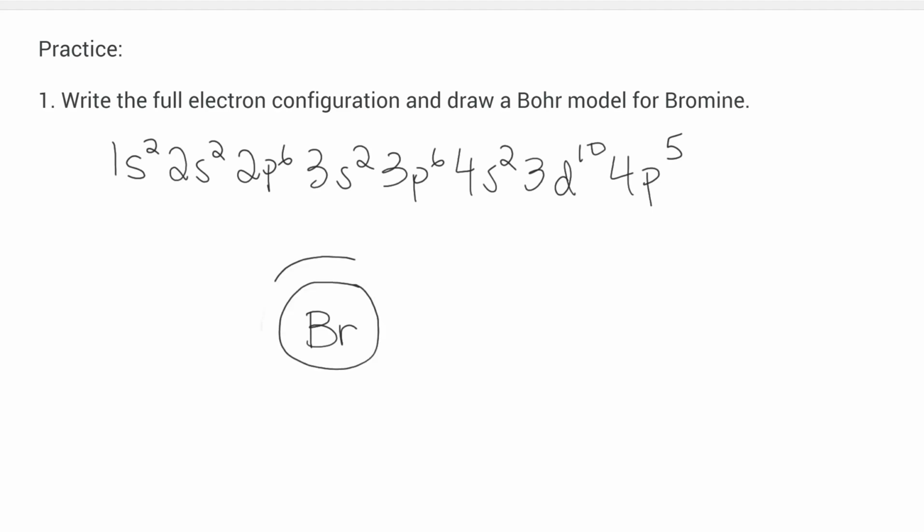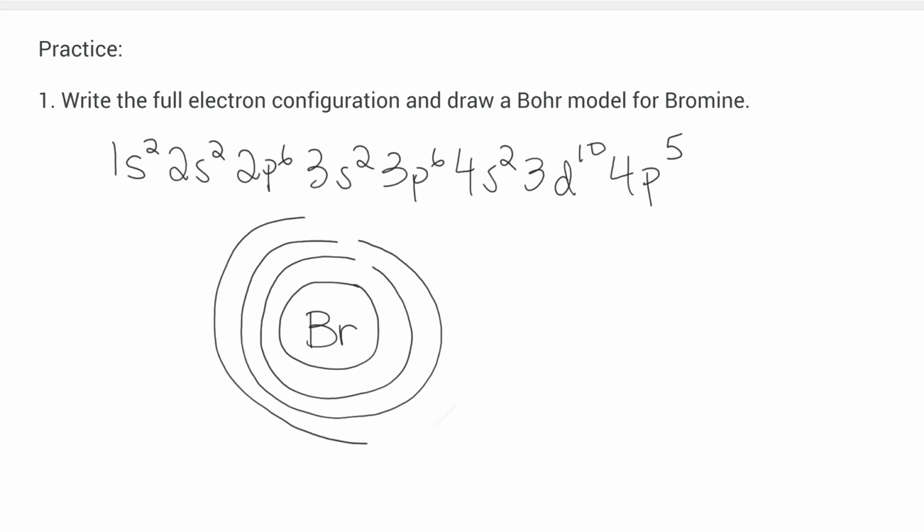My picture may not be so great because I'm not the best artist here. So 3 and 4, 4 rings on our Bohr model. Now we just need to figure out how many electrons go in each of those rings.